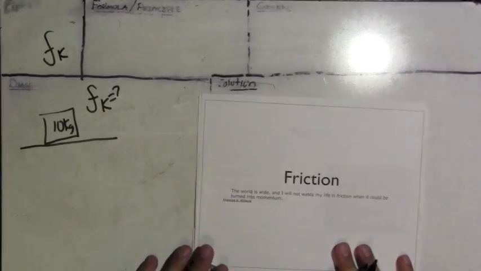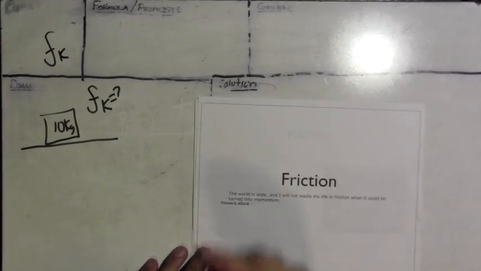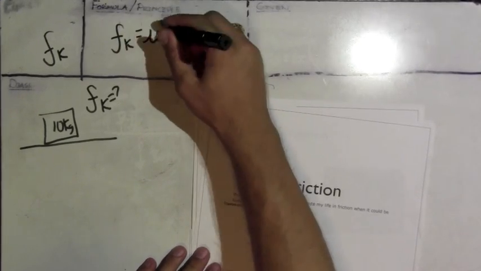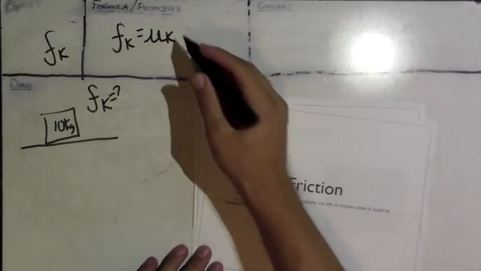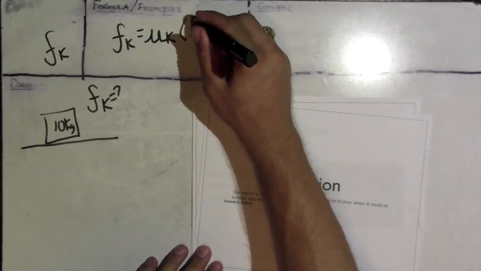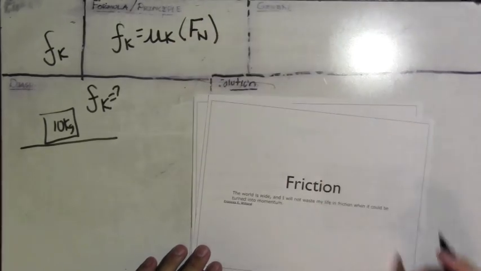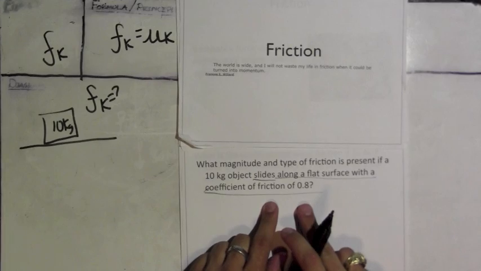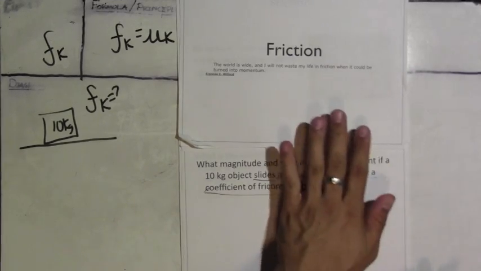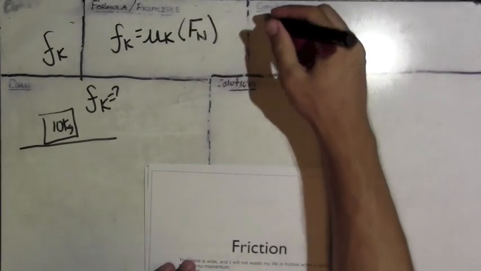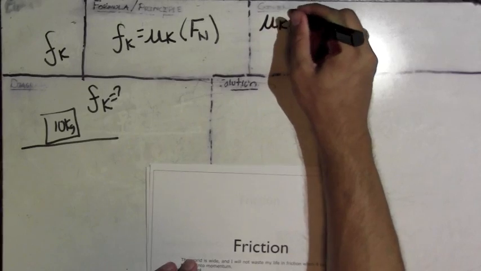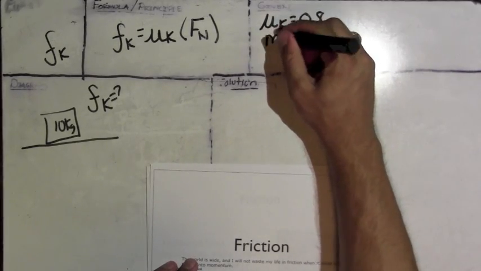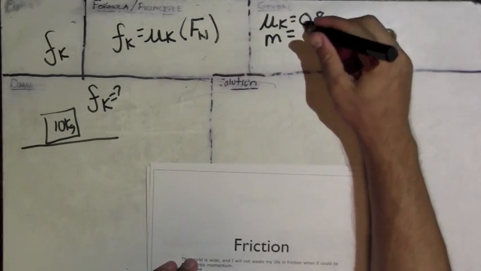We also know that the formula for kinetic friction is equal to the coefficient of friction, which is this mu term, a kinetic value, times the normal force. The information we're given is a coefficient of 0.8 and a mass of 10 kilograms.